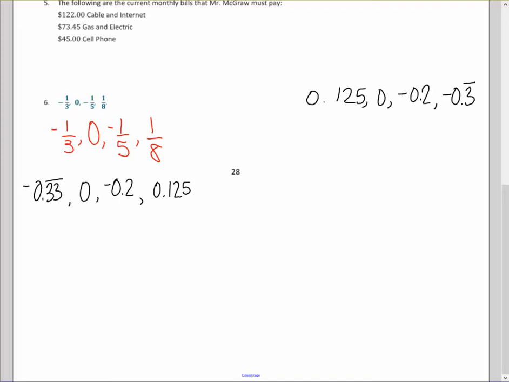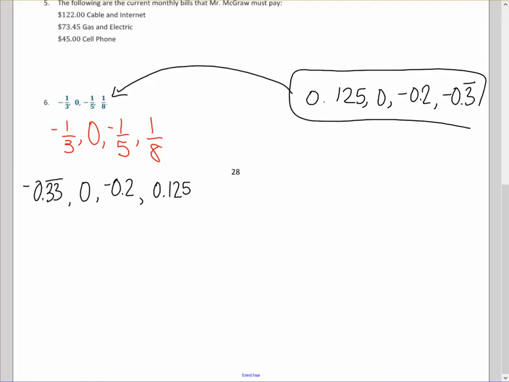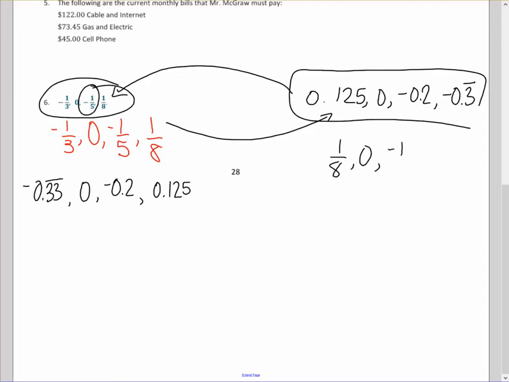Now, again, these numbers right here do not match those numbers, right? So we need to put these numbers in terms of the originals. So 0.125 was 1/8, so we're going to write that down as 1/8. 0 has always been 0. Negative 0.2 was written as negative 1/5, so I'm going to write it in its original form. And negative 0.3 repeating was negative 1/3.